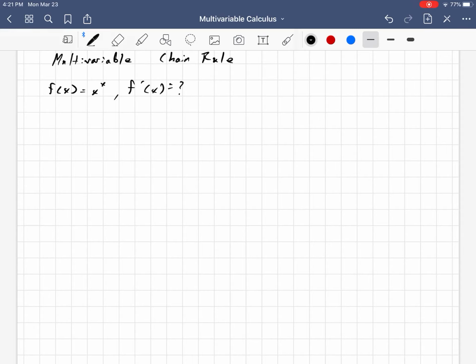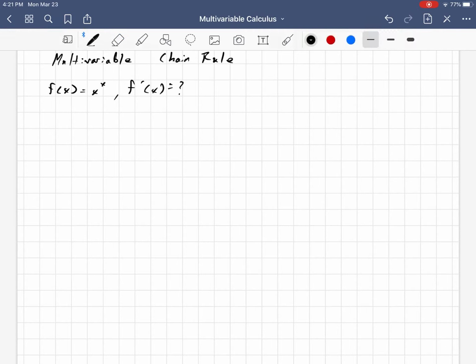There's two ways that are traditionally taught in Calc 1. The first way is to say, well, y is equal to x to the x, and so the natural log of y is equal to x ln x, and then you can find dy over dx from there. Or the other way is to say y is equal to e to the x ln x, and you could differentiate both sides from there. Either one of those ways work, and they're both perfectly valid.